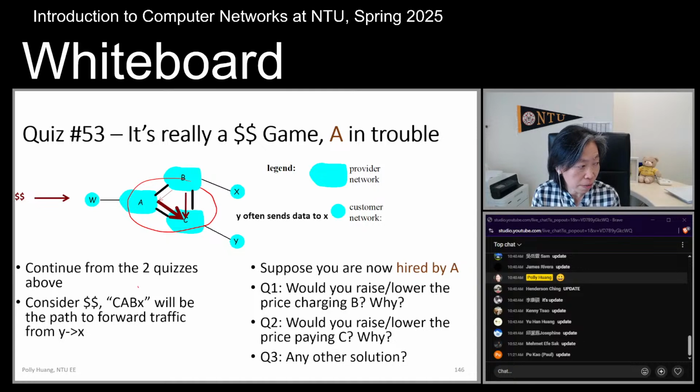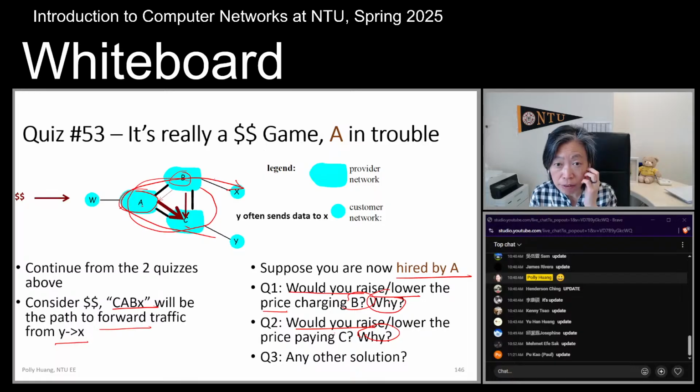Consider the route C, A, B, X to forward traffic from Y to X. Suppose now you are hired by A. What would you do to make your stockholder or your boss happier? Would you raise or lower the price charging B? Would you like to charge B more to forward traffic for X? Would you like to raise or lower the price charging C? A pays C a lot. Would you like to lower this or raise this? Again, tell why.